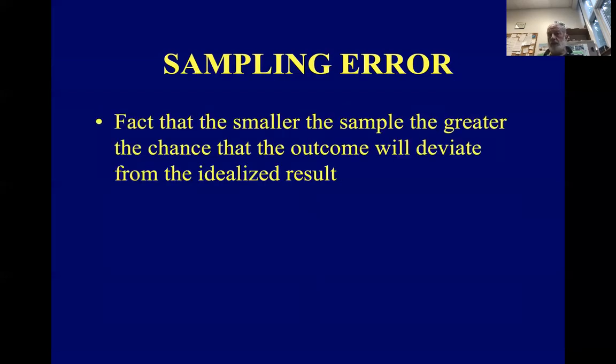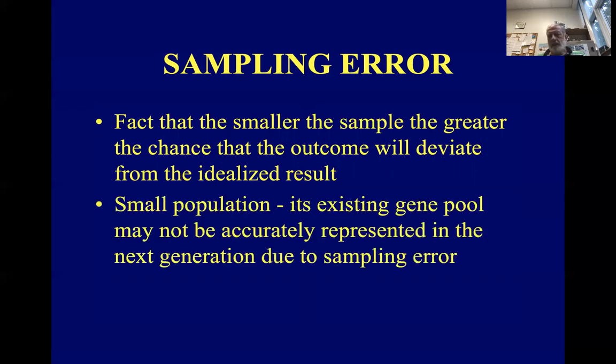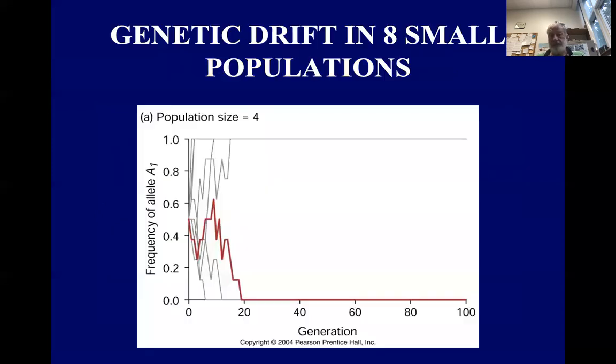It's also an example of what we call sampling error. The fact that the smaller the sample, the greater the chance that the outcome will deviate from idealized results. So in a small population, the existing gene pool may not be accurately represented from the previous generation just due to sampling error, which individuals mate with which other individuals, these kinds of random events, or which individuals might get killed or something, or just not mate that season.